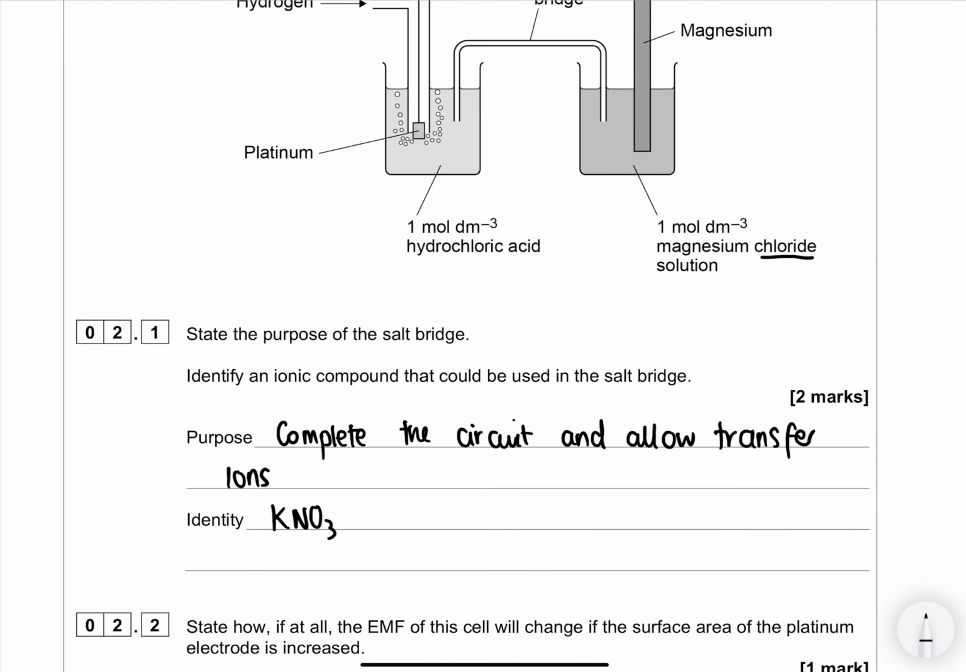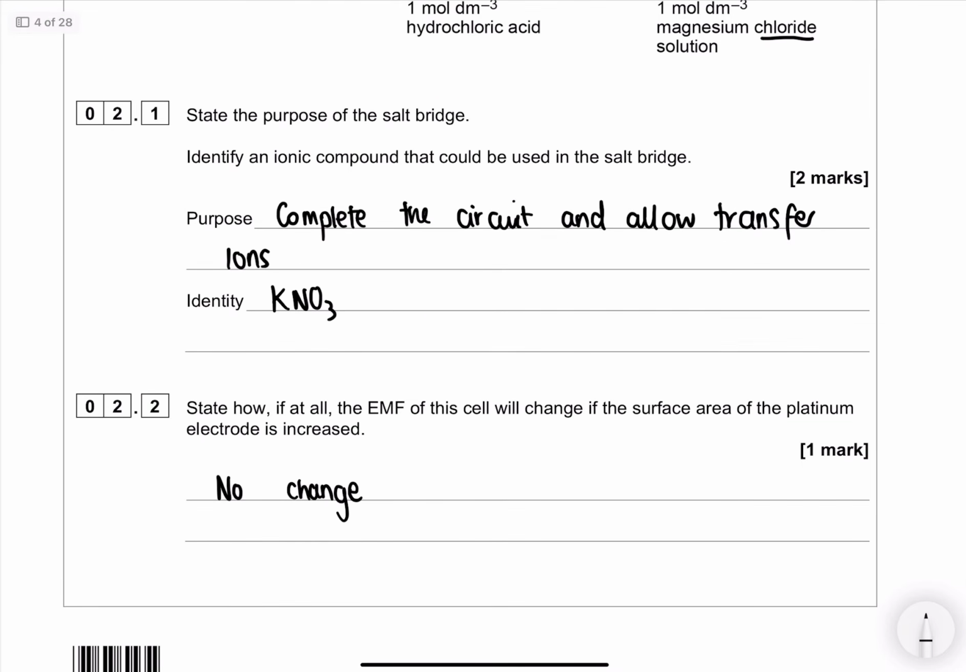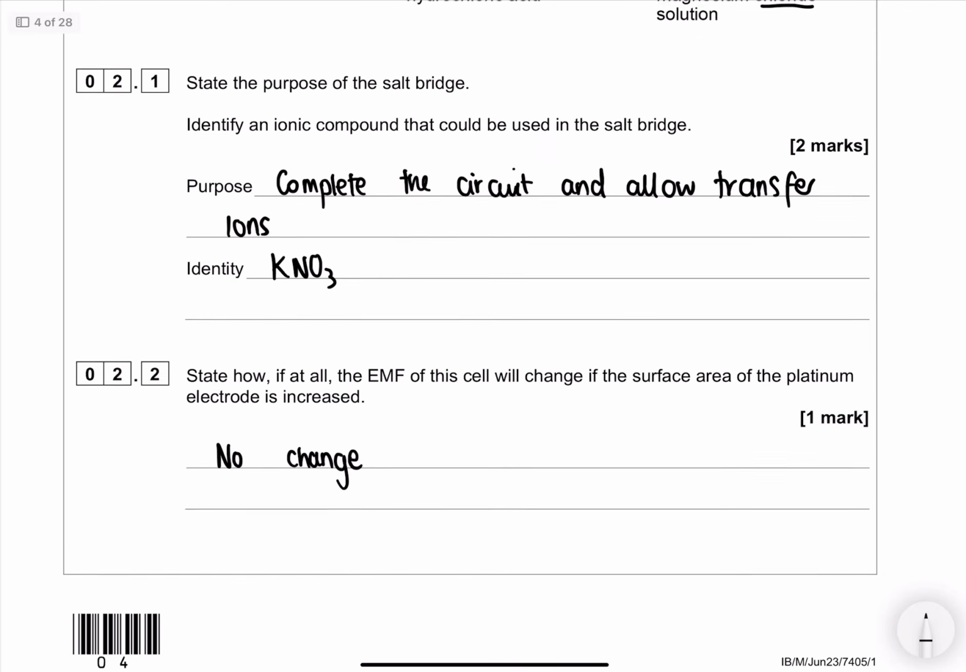State how, if at all, the EMF of this cell will change if the surface area of the platinum electrode is increased. Well, change in the surface area has no change on equilibrium, just changes the rate at which we achieve equilibrium. It doesn't change the position and therefore it doesn't affect EMF.